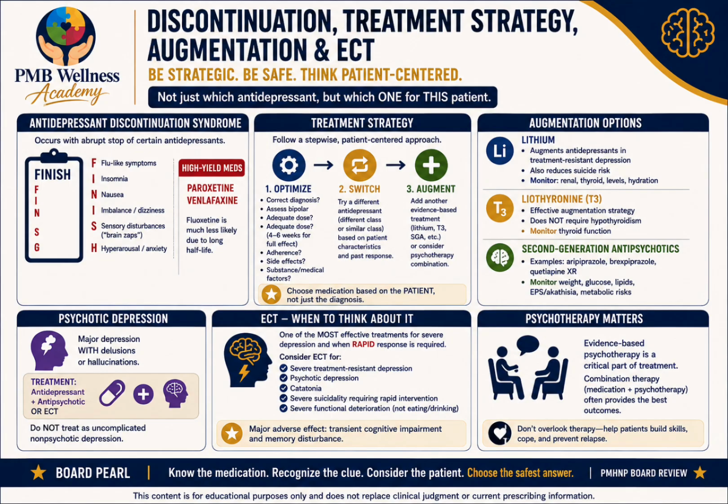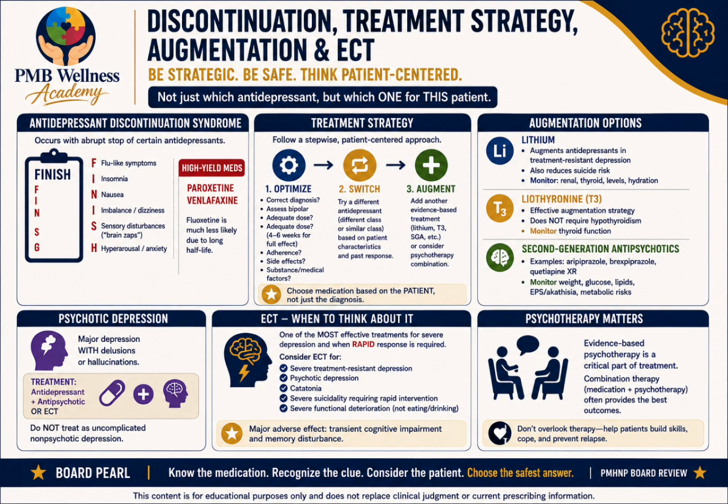Let's talk about augmentation. For patients who have had an inadequate response despite an appropriate antidepressant trial, augmentation may be considered. Certain second-generation antipsychotics can augment antidepressant treatment. Examples include aripiprazole, brexpiprazole, and quetiapine extended release. When these medications are used, remember appropriate monitoring for medication-specific risk, such as weight gain, glucose and lipid abnormalities, akathisia, and other extrapyramidal symptoms.